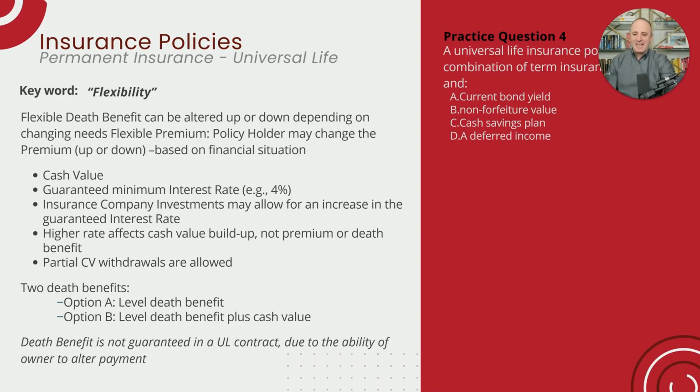Death benefit is not guaranteed in the UL contract, and this applies to all types of UL because the owner can change the payment at any time. So let's say the person's putting in $500 a month for the first couple of years, and they decide they want to go down to $200 a month, but the insurance company has guaranteed that death benefit based on $500 a month. It would throw the whole thing off. So that's why the death benefit is not guaranteed.